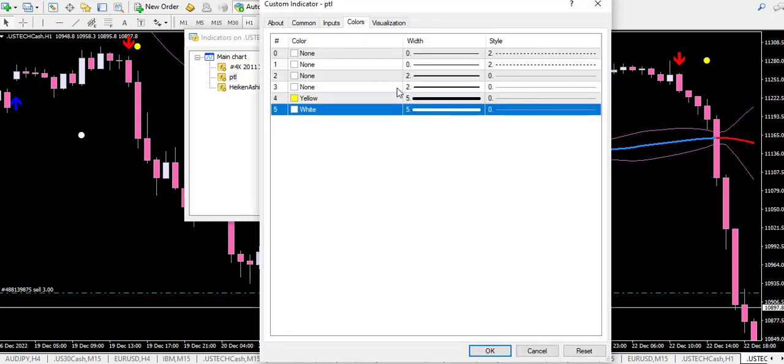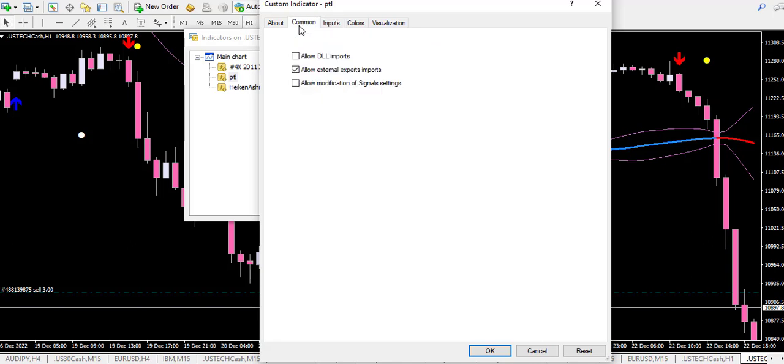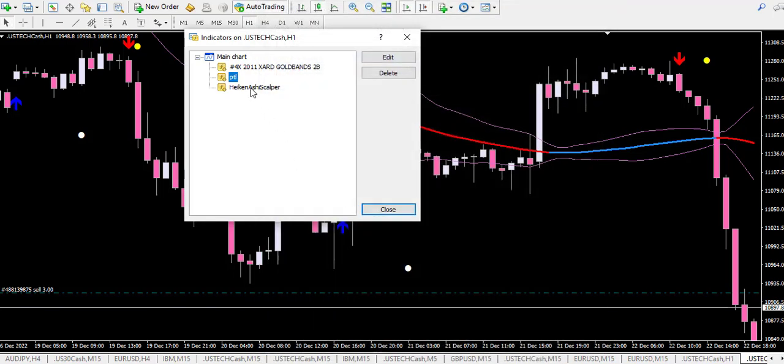And this is the PTL indicator. The other line I do not need, that's why I turn it to none. And the last values here, 4 and 5, yellow and white. That's why we have the yellow ball and the white ball. And the input is: slow length is 13, slow pip displacement is 0.0, then fast length is 3, and the fast pip displacement is 0.0. You can change this also, but it's okay. This is how I use it. But if you want to play around with the indicator, you are welcome to do so, but just know what you are doing.